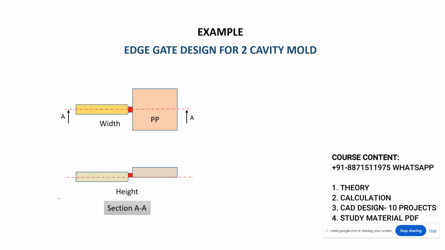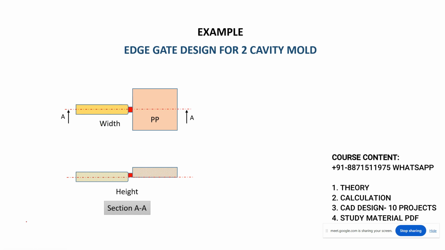In the section view, I am showing the height, and in this top view, I am showing the width. Where is the length? From this point to this point. How much can I take for the edge gate length? 1 to 1.2. 1.25 I can take.